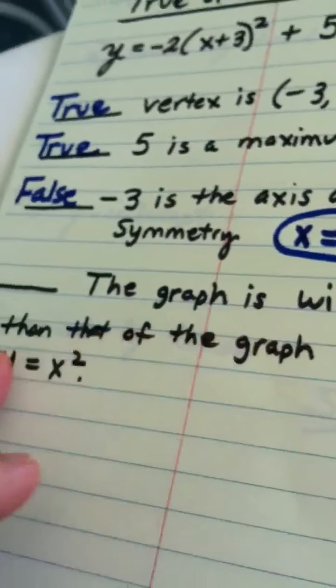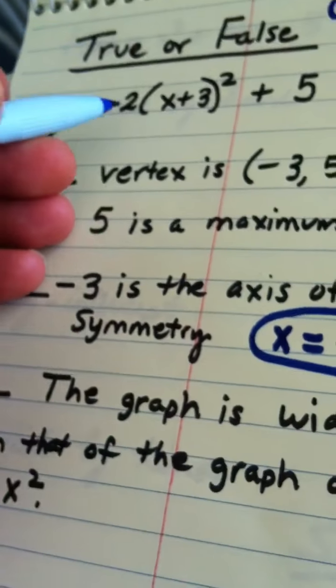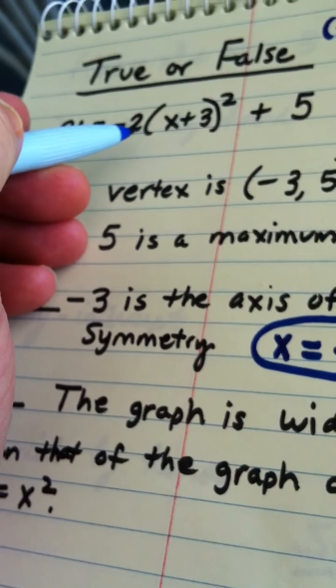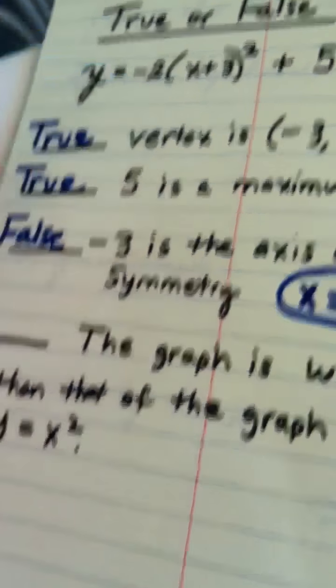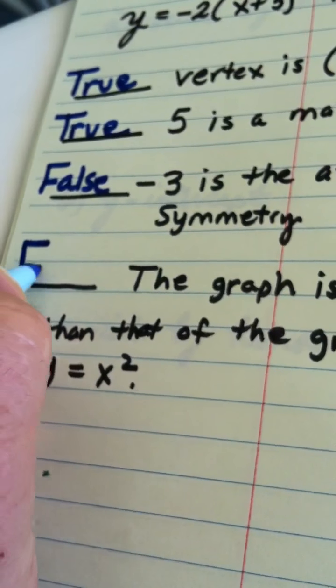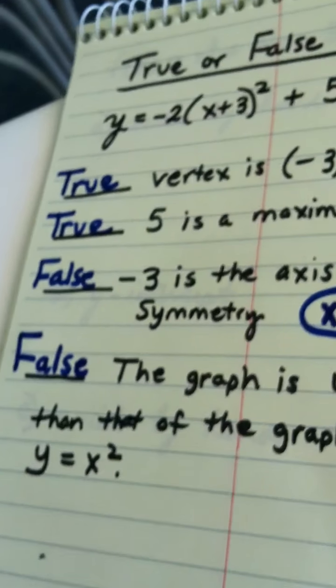This graph is wider than the graph of y equals x squared. No. The 2 in front stretched it, and what the stretching does is it makes it actually narrower. So this is false. All right, and we are done.